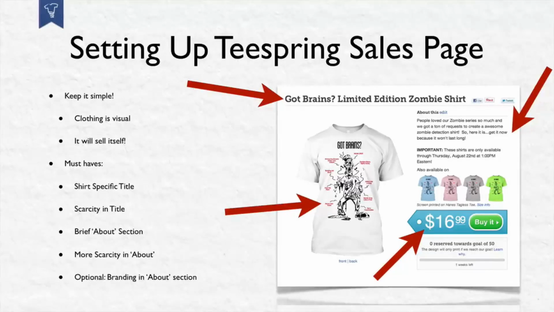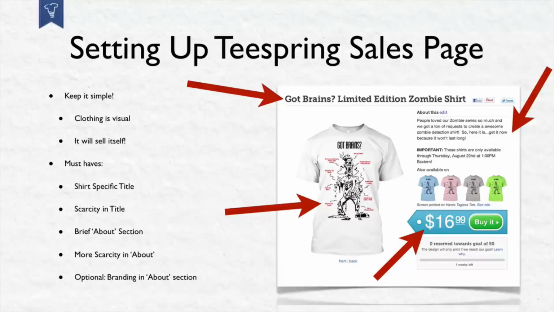People loved our Zombies series so much and we got a ton of requests to create an awesome zombie detection shirt. So here it is. Get it now because it won't last long. You'll notice that even in that first paragraph describing the shirt, I told very briefly in one sentence why we created the shirt, why the shirt is here. And then in the next, I emphasize that scarcity that I already created in the title. So, here it is. Get it now. It won't last long. This is only a 7-day deal.